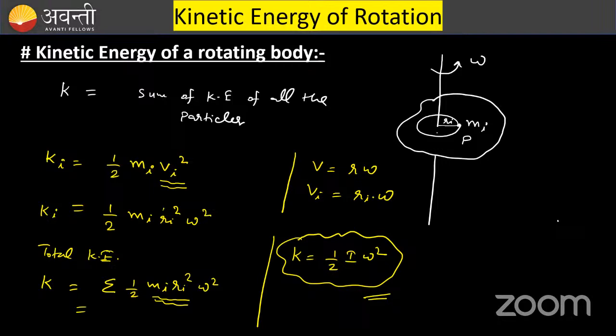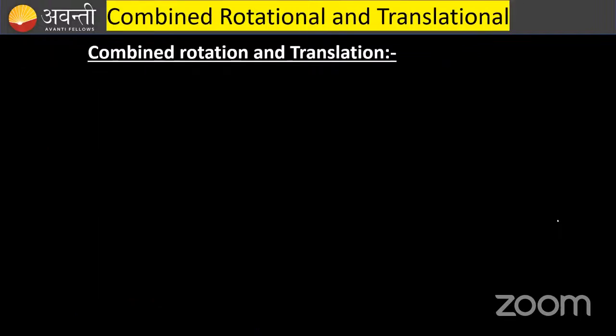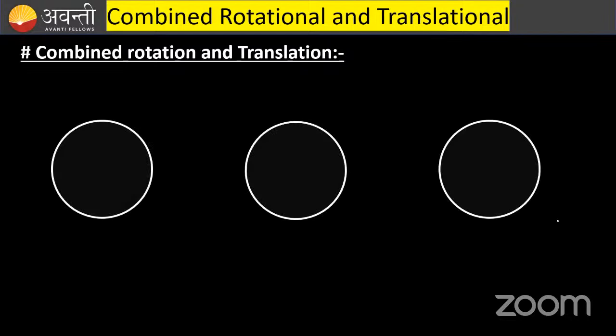Okay, so I think this is clear to you all. Moving further, now we are going to discuss combined rotational and translational motion. This is again a most important topic of rotational motion. What is combined rotational and translational motion?